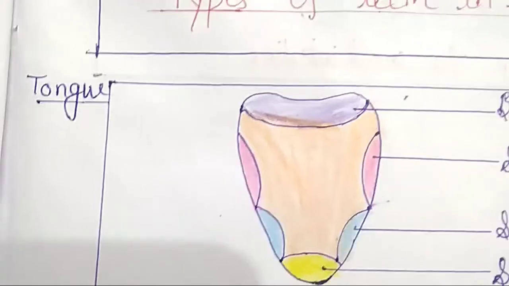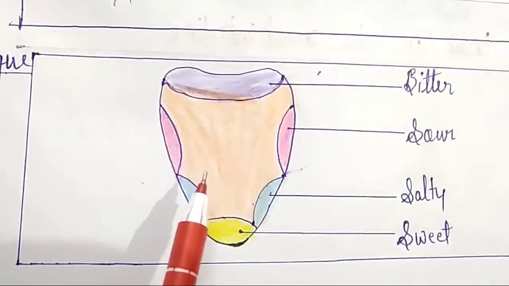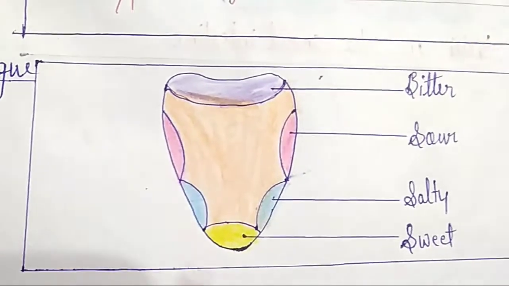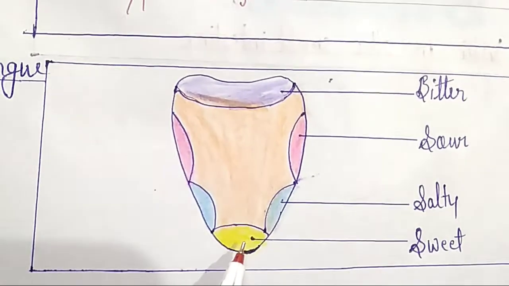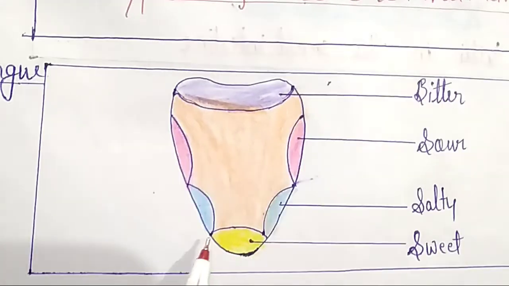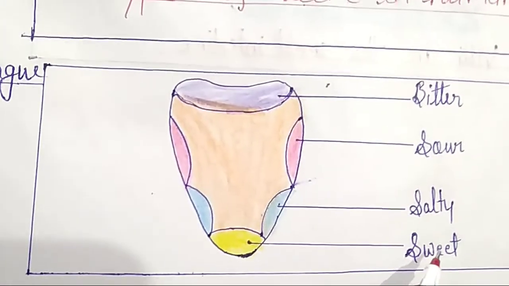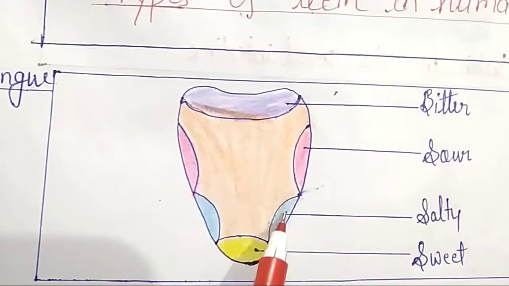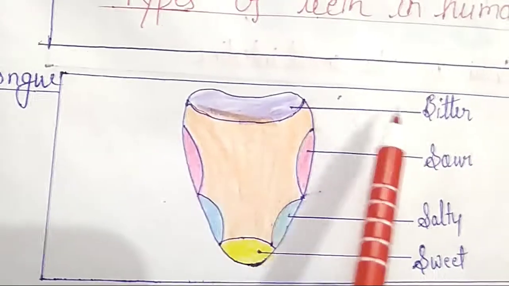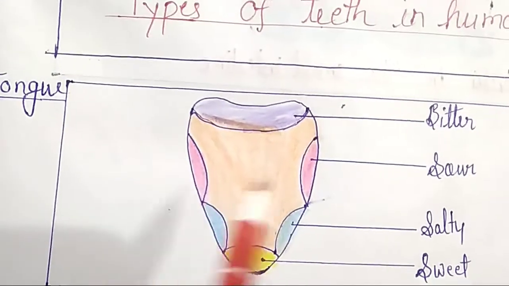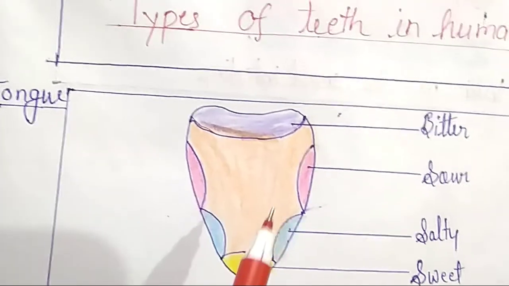In the mouth the tongue is also present. You can see the diagram of the tongue here. First, you can see the outermost part of the tongue. There are taste buds that help us know the taste of sweet, and this part salty, and this is sour, and the last part is bitter. Many taste buds are present that help us know the taste of the food.